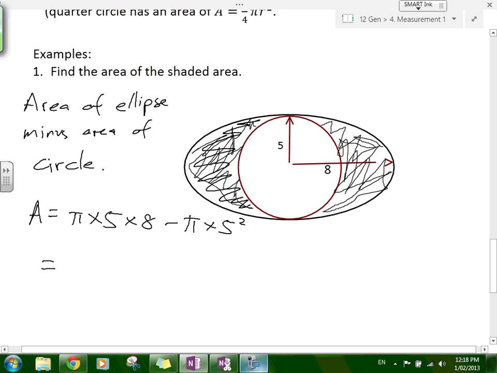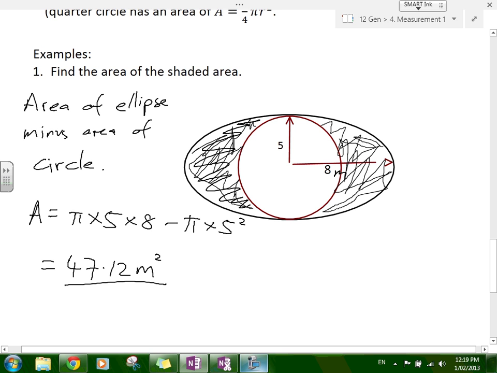And that is, somebody please tell me, 78.53. Let's say it's meters or something. So we can do 78.53 meters squared. Any questions about that?